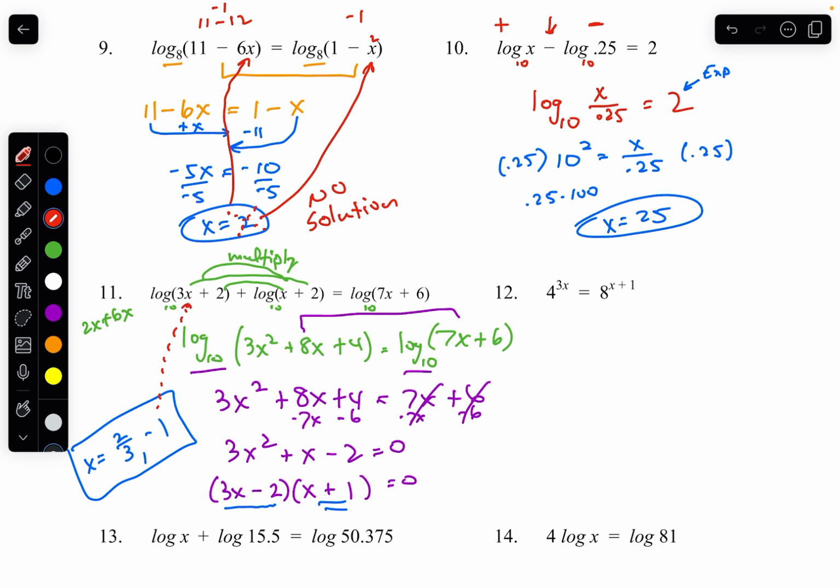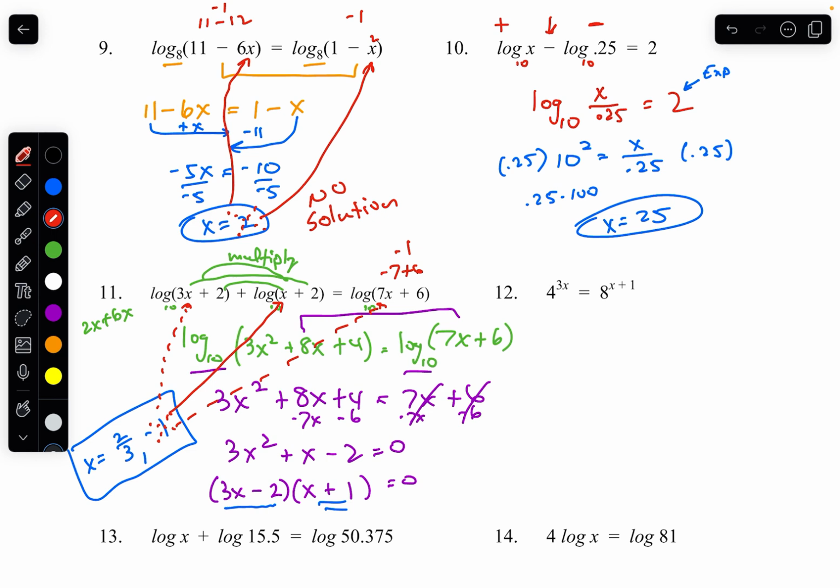If I put negative 1 there, I get negative 3 plus 2, which would leave a logarithm of negative 1. Now, when I put negative 1 here, it would be okay. But then when I put it here, I end up with negative 7 plus 6, which is negative 1, also leaving a negative. So I can't have negative 1.